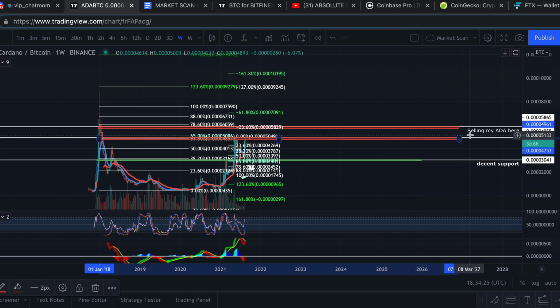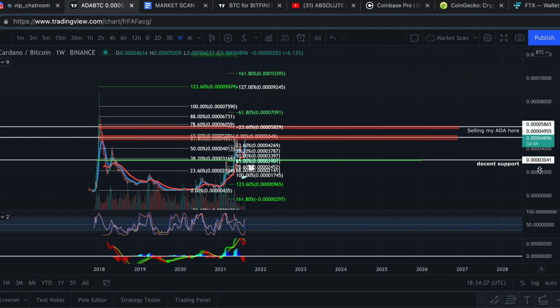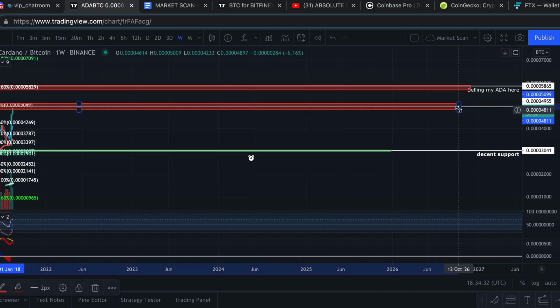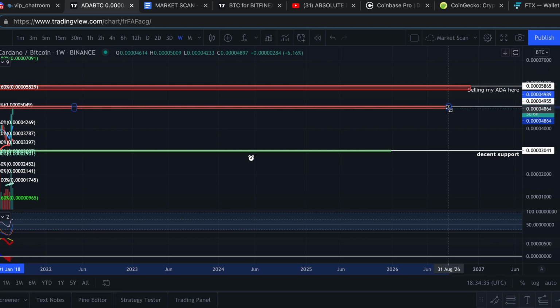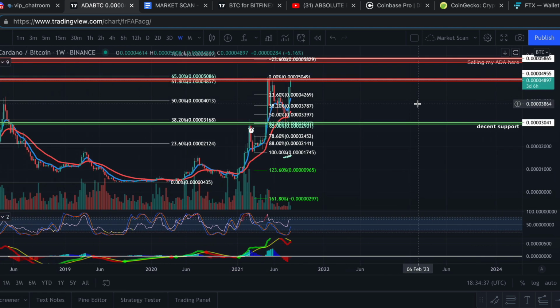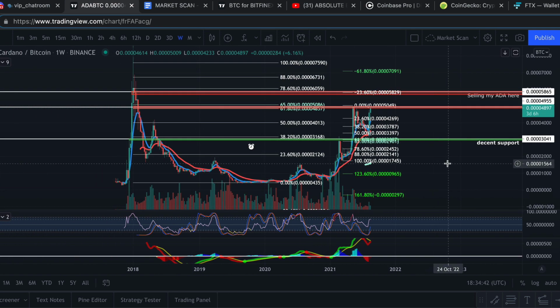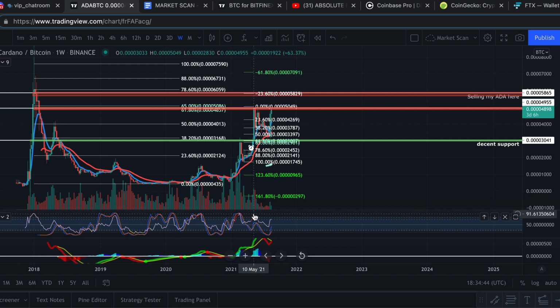This area right here is the sell zone for Cardano against Bitcoin. So technically we are in a sell zone, and the RSI is much lower. So we might actually get a little retrace with Cardano. I really like, technically speaking, we will. Fundamentally speaking, I don't know.